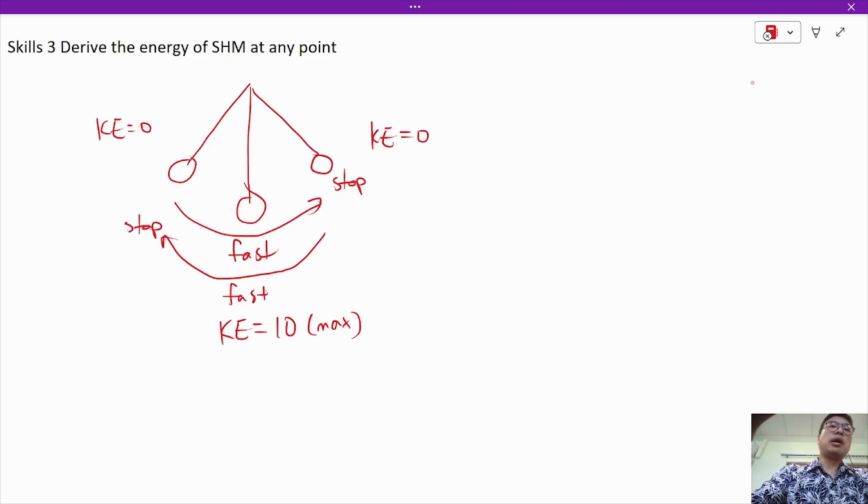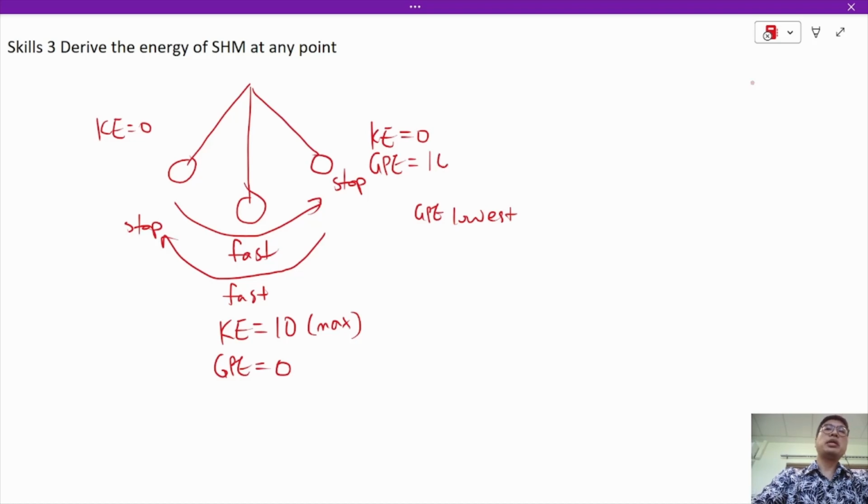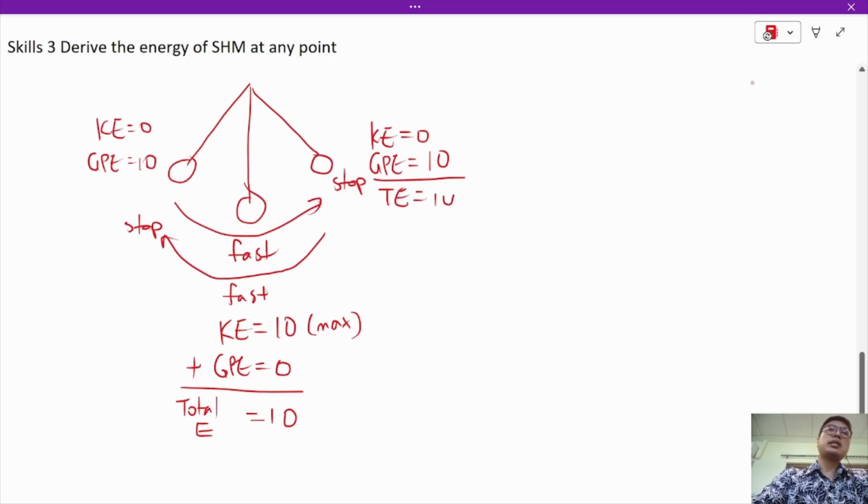All right, in the middle, however, you notice that the middle point is when the GPE is lowest. So we write down the GPE here. Let's say the GPE is 0. Now, if KE is 10 at the bottom, and GPE is 0, then what would the GPE be at the side? The GPE must be 10, right? The GPE is equal to 10. Now, we define a new kind of energy called total energy. Total energy will be KE plus GPE, which is 10. So over here, we realize that total energy is also 10. And over here, we realize that total energy is also 10.